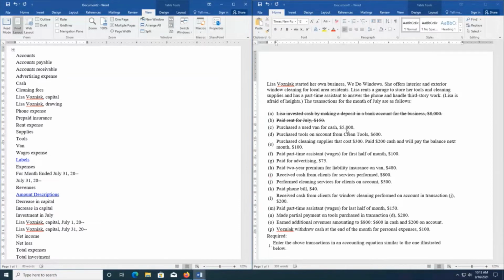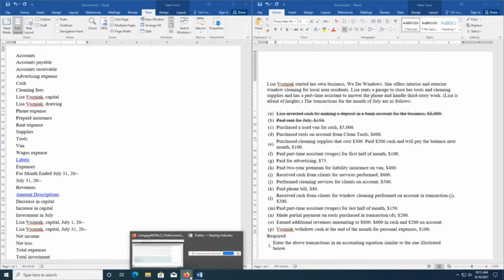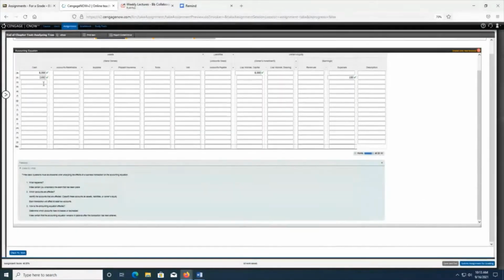So we purchased the van for cash. We own the van and we paid for cash, so it's not on credit or anything, so we don't owe anything on it. We just paid for it in cash. So $5,000, we purchased it. So let's go back to our account. So we use cash. So once again, it's a negative amount. We paid it out. We now have $5,000 less of cash.